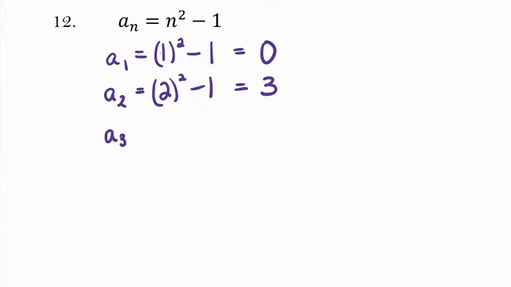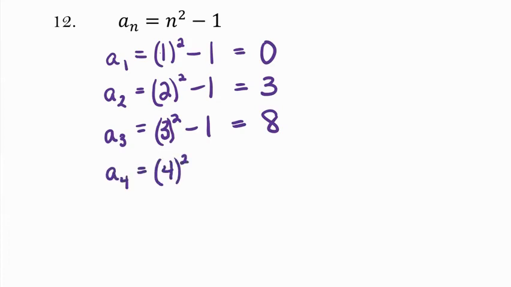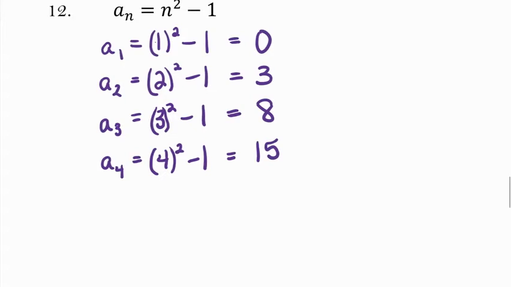To get our third term, we're going to do 3 squared minus 1. That's 9 minus 1, which is 8. And finally, our fourth term, that would be 4 squared minus 1, 16 minus 1, so that's 15. Okay, so there's our 4 terms. So this time we go 0, 3, 8, 15.